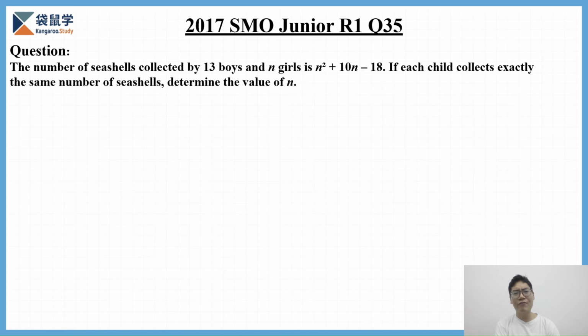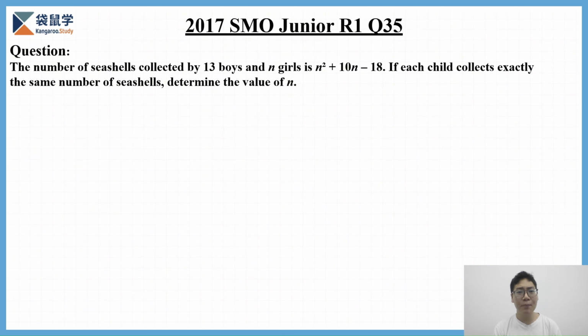So there's a lot of information in this question. Let's look at it one by one. From the first piece of information, the number of seashells collected by 13 boys and 8 girls is n squared plus 10n minus 18. From here we know that there are 13 boys and 8 girls. But what does n squared plus 10n minus 18 refer to? Yes, it refers to the total number of seashells collected by everyone.